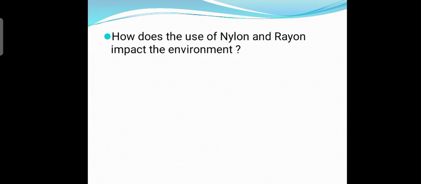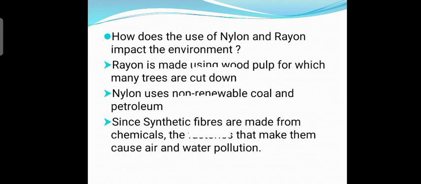How does the use of nylon and rayon impact the environment? Means how the use of these two fibers impact our environment. So as we already saw, students, that rayon is made by using wood pulp, for which we have to cut many trees. And nylon uses non-renewable resources, that is coal and petroleum.